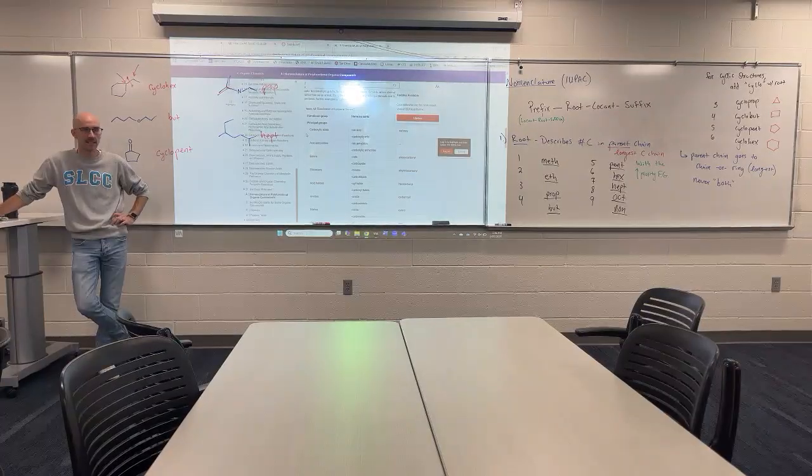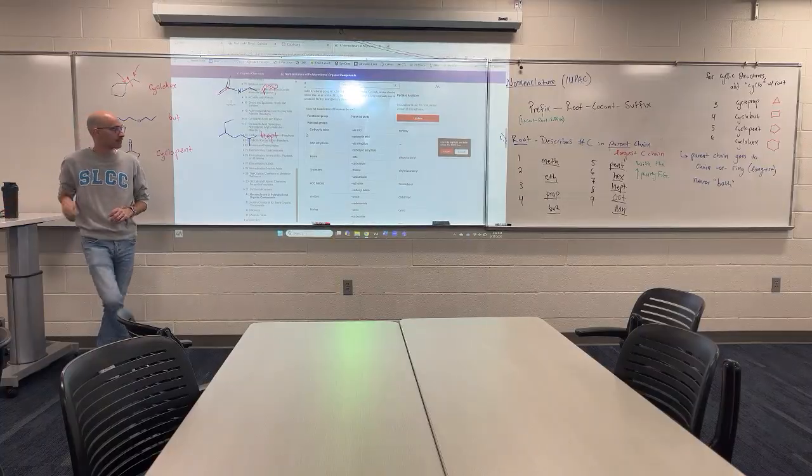They're already ranked by order of priority. So carboxylic acid is the highest priority functional group. If a compound has a carboxylic acid in it, you look for that carbon chain as the parent chain. Doesn't matter how long or how short, that's the parent chain.